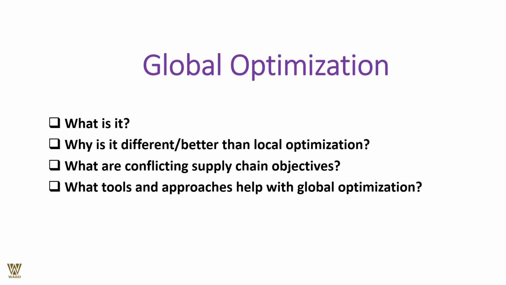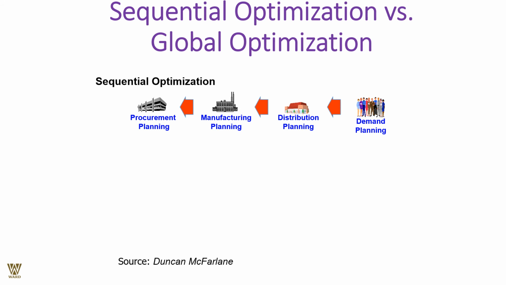What are the conflicting supply chain objectives in localization, and what tools or approaches help with global optimization? So let us understand sequential optimization vis-a-vis global optimization. Look at what we have here. Sequential optimization is procurement, manufacturing planning, distribution planning, and demand planning, done on an as-and-when basis. So yes, one after the other is sequential optimization.